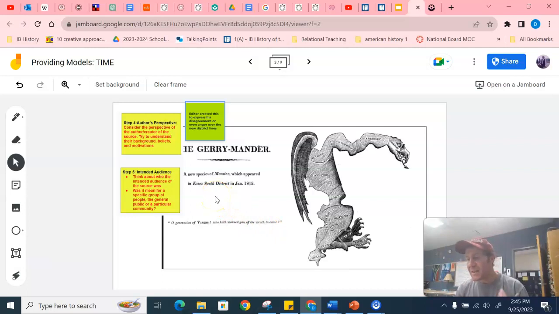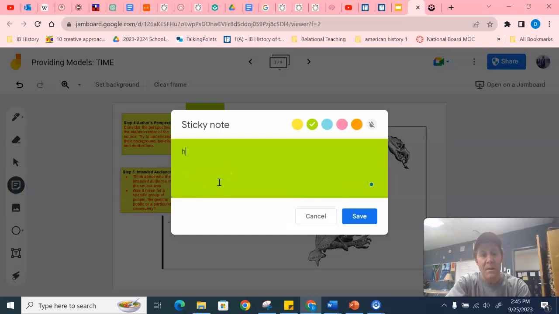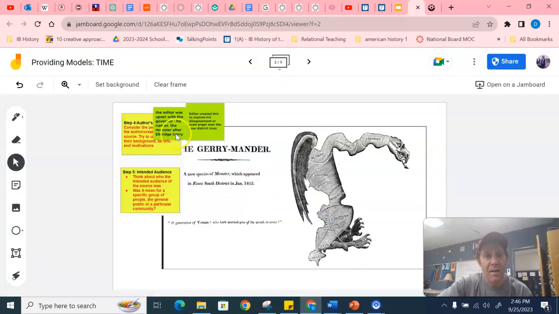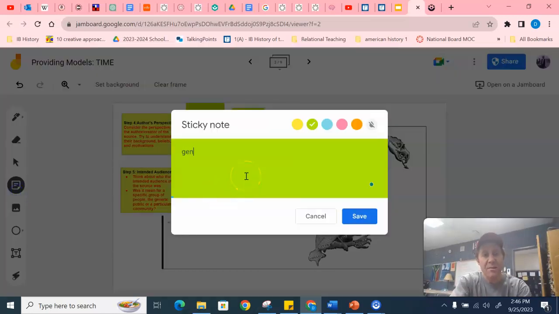The other opinion that I have from this political cartoon is I believe that the editor was upset with the governor, because he names the monster after Elbridge Gerry. All right, so starting to get an idea there of the author's perspective. So the intended audience, if it's a newspaper, then his intended audience is the general public.